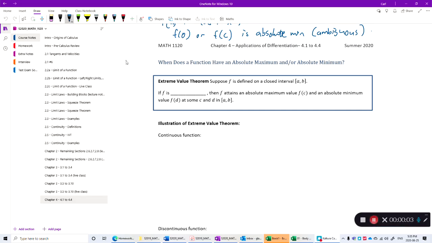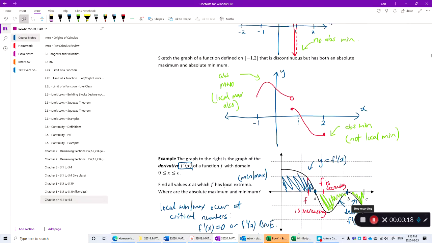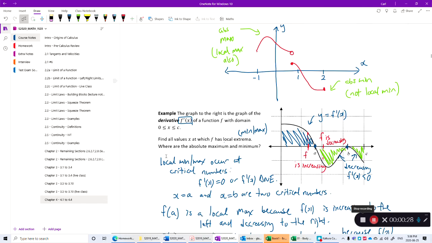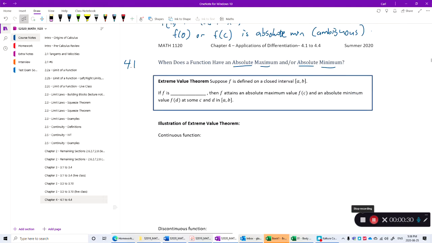All right, this is the third part of 4.1, maxima and minima. Question is, when does a function have an absolute maximum and/or an absolute minimum? So we just looked at some cases where it doesn't have both of those. And are there any guarantees that we can put on it where it definitely does have an absolute max or an absolute min? So there is.